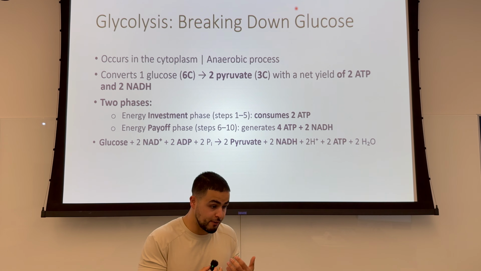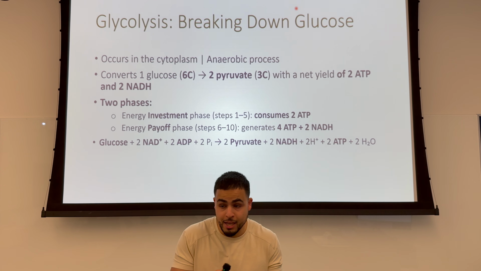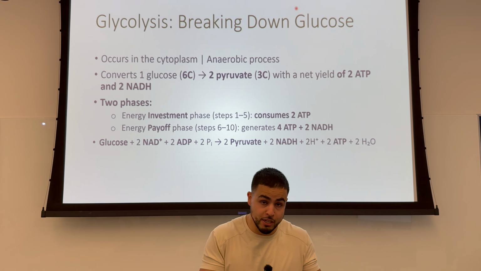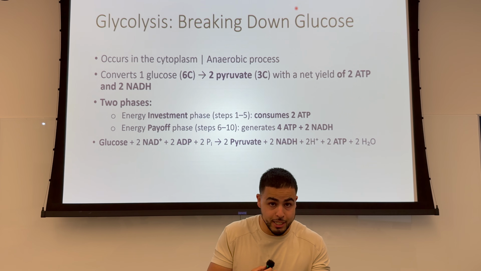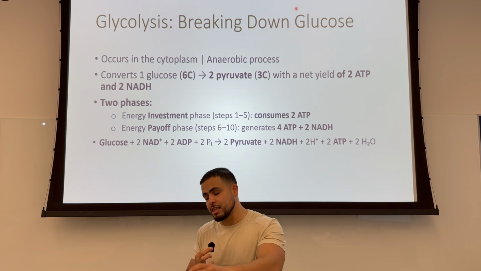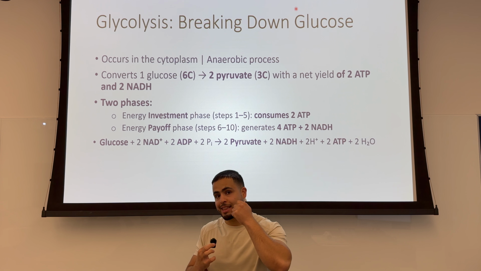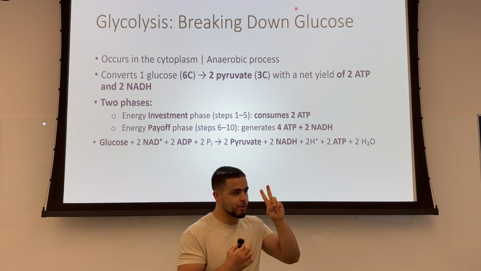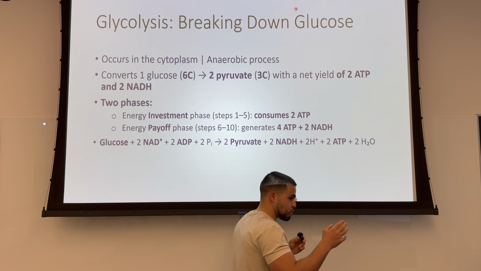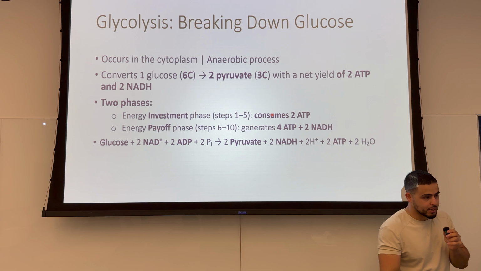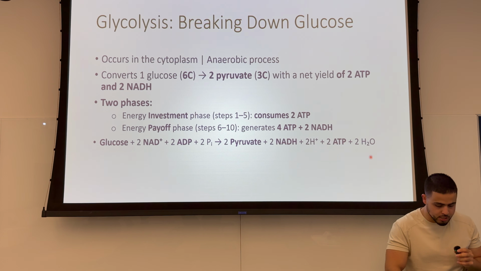And that's because we have an energy investment phase and an energy payoff phase. The energy investment phase is where you invest 2 ATPs, you deposit 2 ATPs. The energy payoff phase is where you collect that paycheck with 4 ATPs, so you net 2 ATPs. This just shows the important reactants and products in the process of glycolysis.